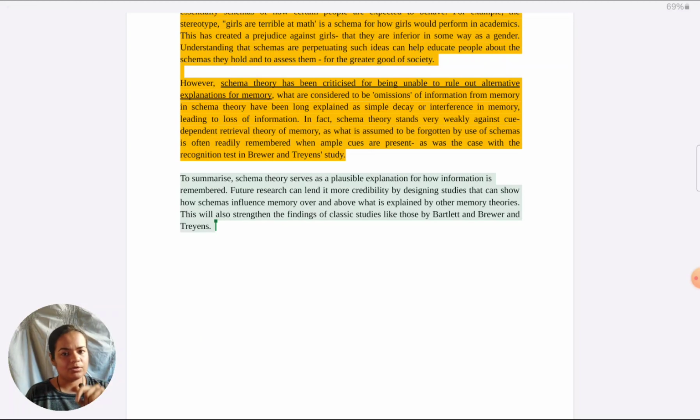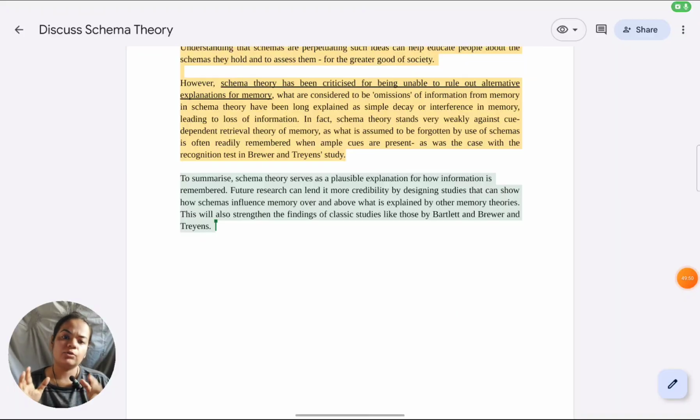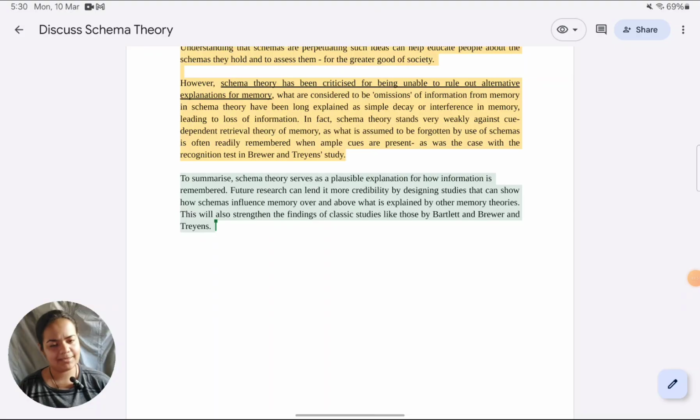This one word, plausible, indicates that it might not be perfect, because as we saw, there are alternative explanations, and also it is not to be totally discarded because there is some merit. As we saw, there are some strengths, especially coming from the studies. So that one word, plausible, really summarizes all possibilities.